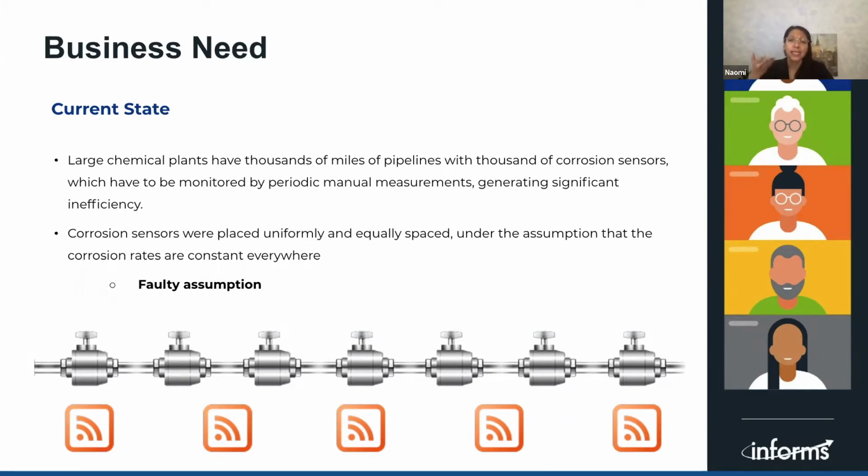Corrosion rates are identified by an electrical resistance to a thin film on a corrosion wafer. This is really vital for knowing how to predict a critical moment in an application's lifetime. In the current state of monitoring, sensors are placed uniformly, equally spaced at regular intervals along the pipeline, with the big assumption that corrosion rates are constant everywhere. But this is, of course, not true. This is a faulty assumption of the current state.